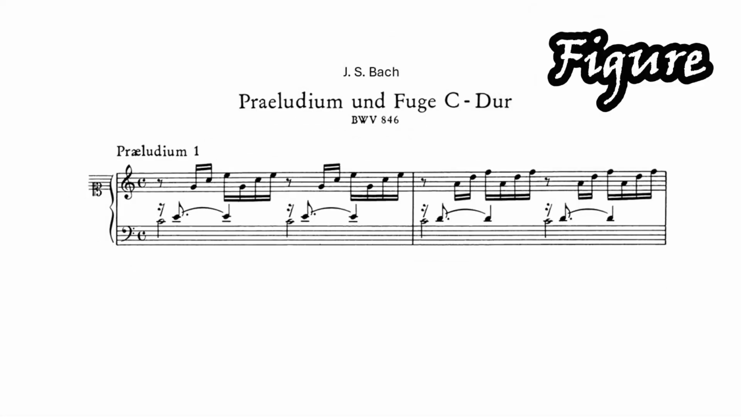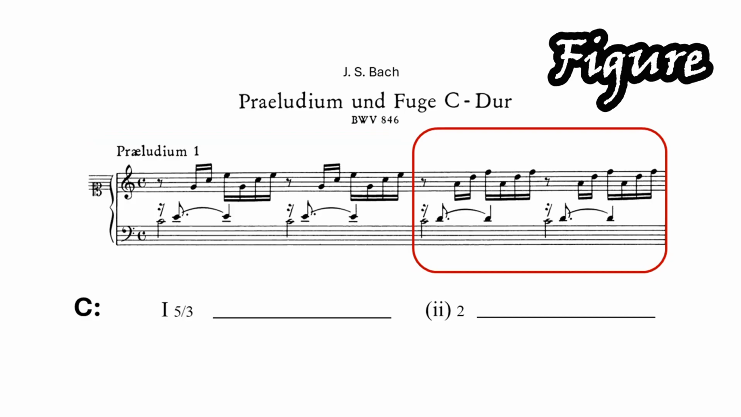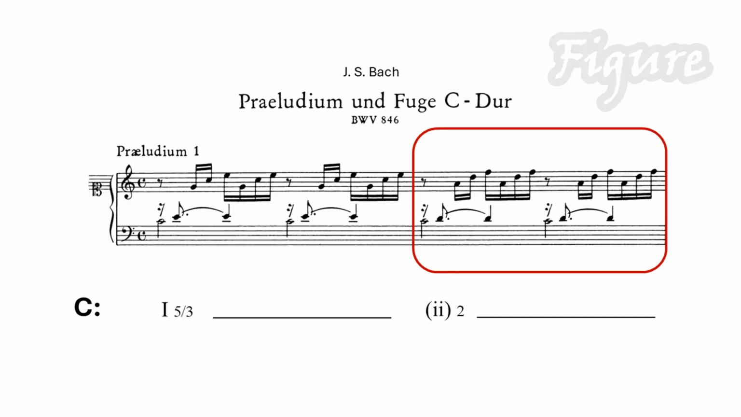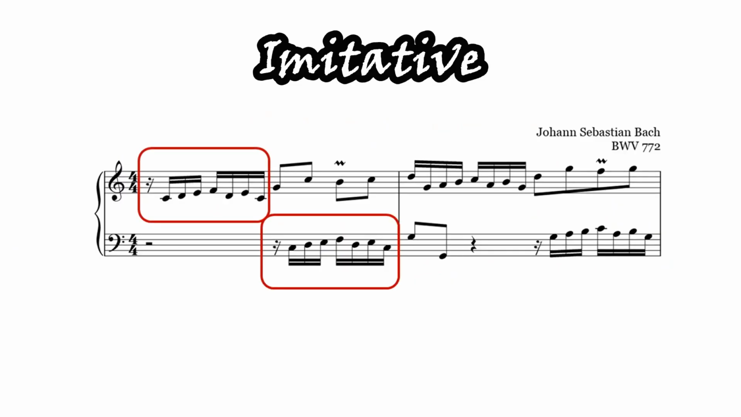Figures are discrete motivic units that repeat more or less unchanged throughout the piece. The harmonic content suggested by the chordal leaps is usually more important in figures than the melodic shape. In the imitative style, an initial motif is repeated next in a different voice, while a countermotif is played at the same time in contrapuntal fashion.